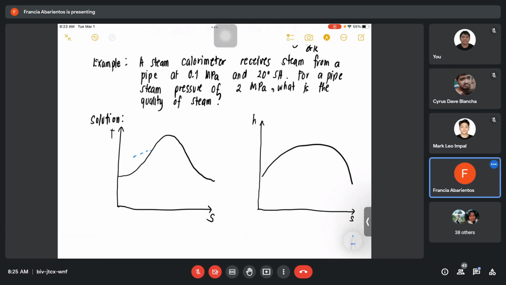Point 1, point 1, point 1. What are the others' answers? Analyze the problem, class. A steam calorimeter receives steam from a pipe at 0.1 megapascal at 20 degrees superheat. For a steam pressure of 2 megapascal, what is the quality of steam? What is your answer? The pressure is 0.1. But take note in the problem, what is given to us, class?